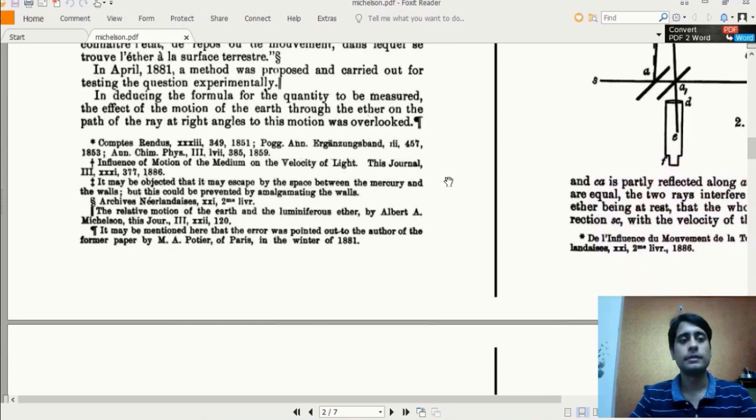So in deducing the formula for the quantity to be measured, here the quantity refers to ether, the effect of the motion of the earth through the ether on the path of the ray at right angles to this motion was overlooked. So in this paragraph which Lorentz cited, people were trying to measure the relative speed of light with the speed of the medium, which were either parallel or anti-parallel.